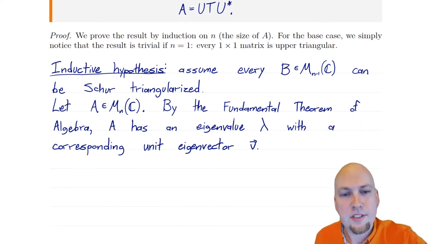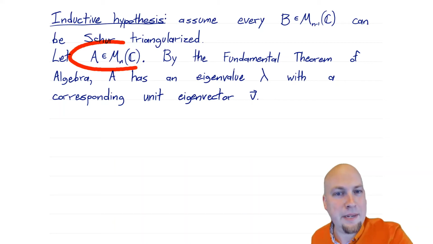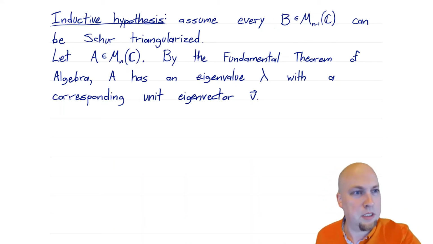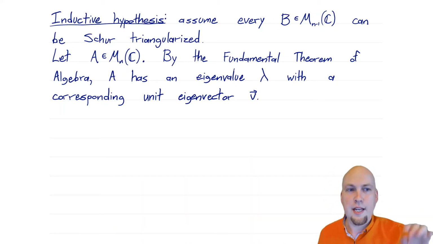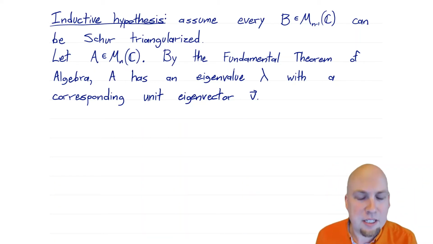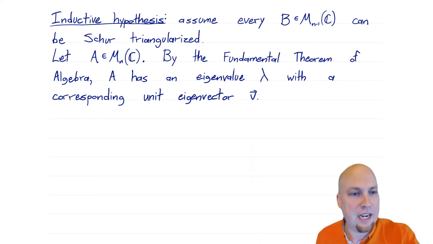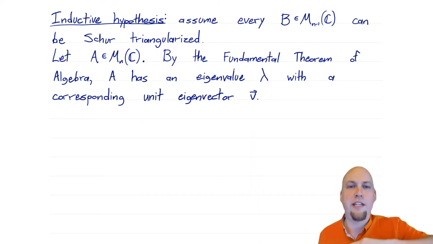So here's how the proof goes. Suppose that you've got some n by n matrix now, and again, we're assuming that smaller matrices can be Schur triangularized. Because this is a complex matrix, we know from the fundamental theorem of algebra that A has some eigenvalue and corresponding eigenvector. Let's just call them lambda and v respectively.